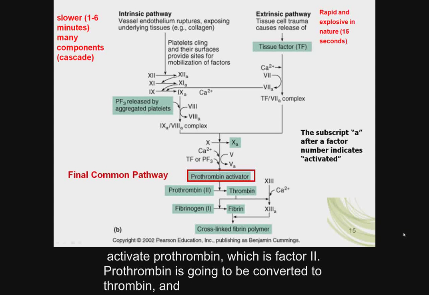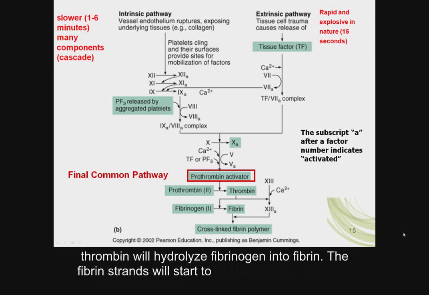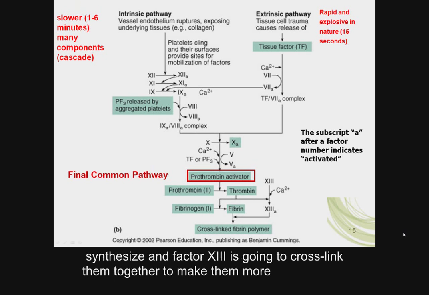The fibrin strands will start to synthesize, and factor 13 is going to cross-link them together to make them more stable. Now let's look at the intrinsic pathway. It's a good idea to know the steps of this pathway, and they basically are going to count downward.